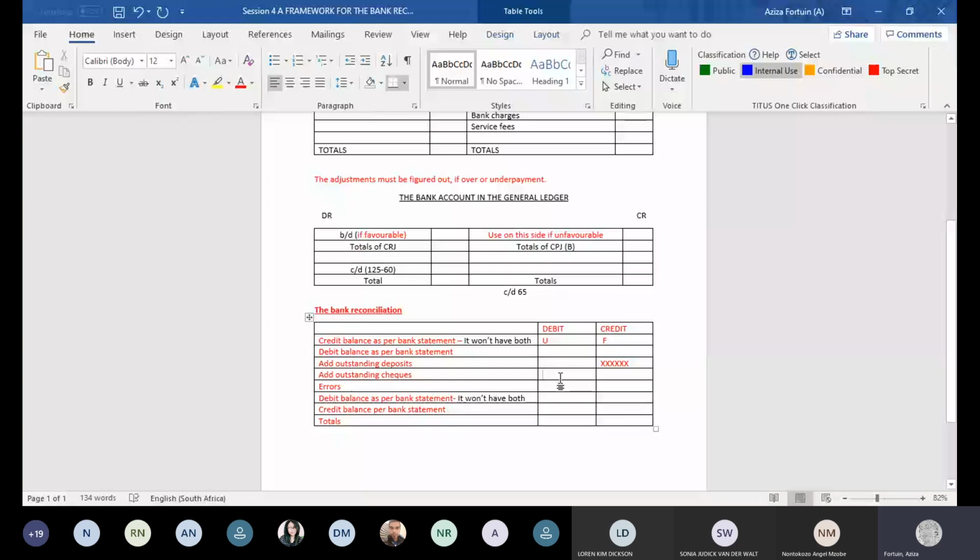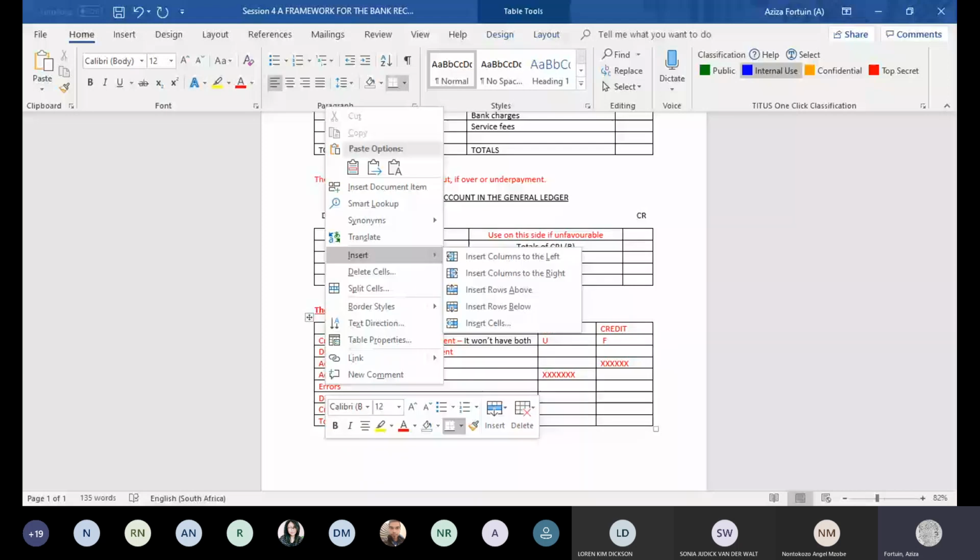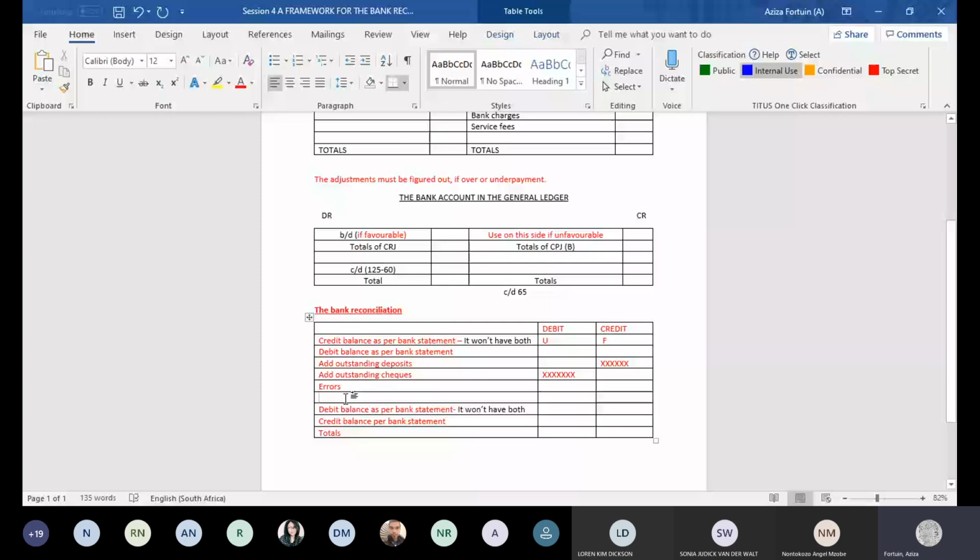Okay, I often say you need about 3 or 4 lines for outstanding checks because it's often more than one or two. Let me just see if I can insert. Okay, let's just put here errors.